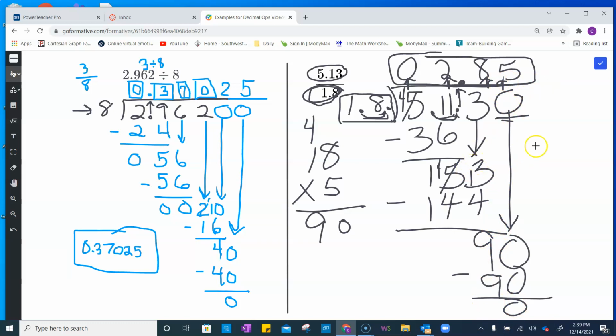That's it. Long division, dividing by a decimal. So you should be good to go. You just need to incorporate those integer rules when you're dividing, and you should be all set.